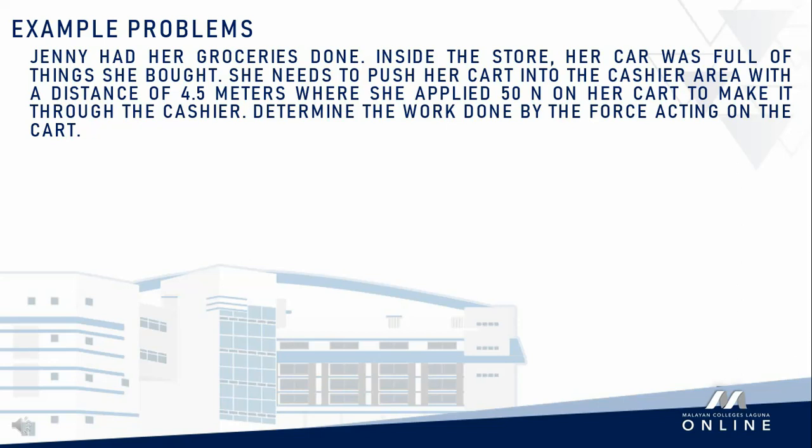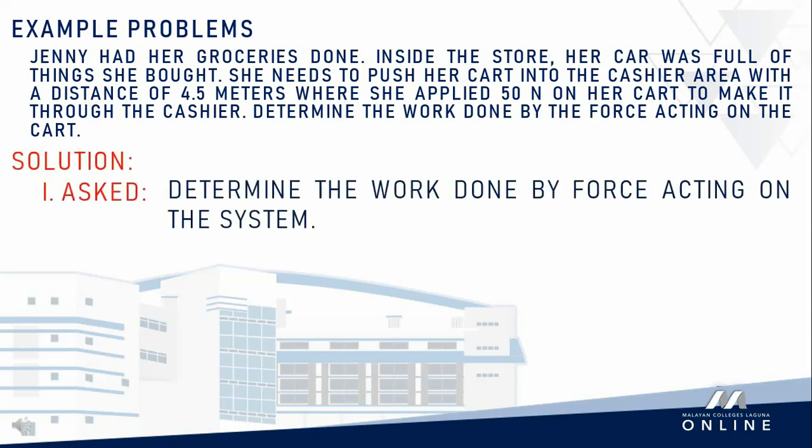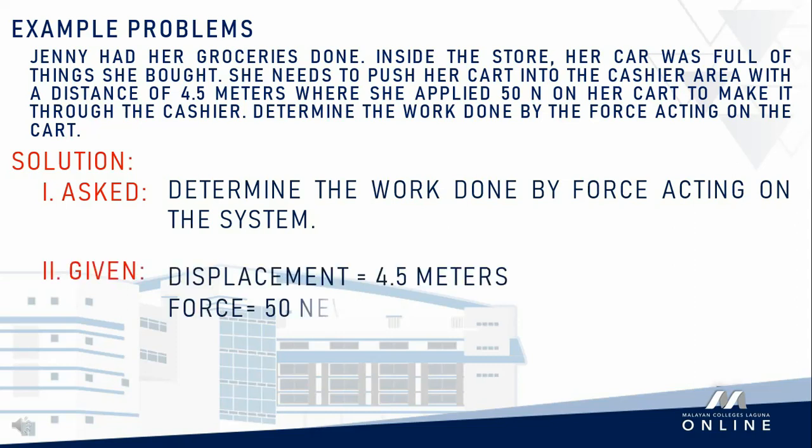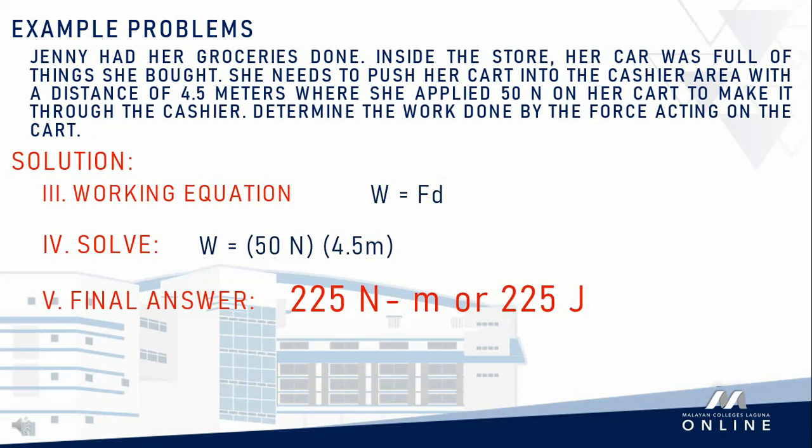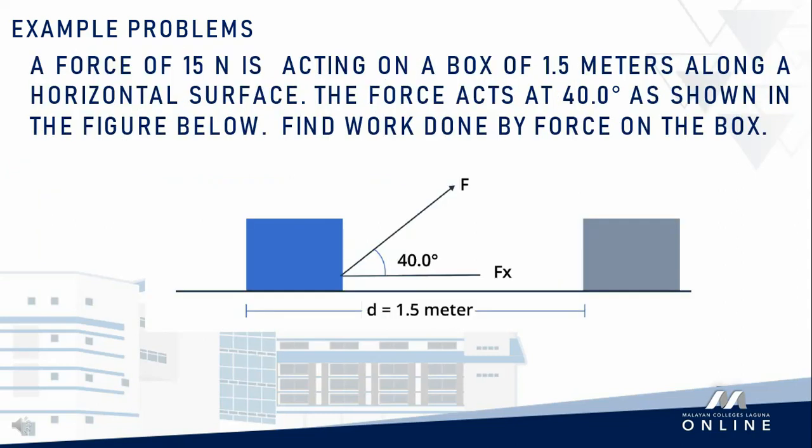In this problem, we are asked to calculate the work done by the force acting on the system. The displacement and the force are both given. We can easily substitute this in our equation. W is equal to Fd as follows: 50 newtons times 4.5 meters. The work done in this situation is 225 Newton meter or 225 joules. Let us have another example.